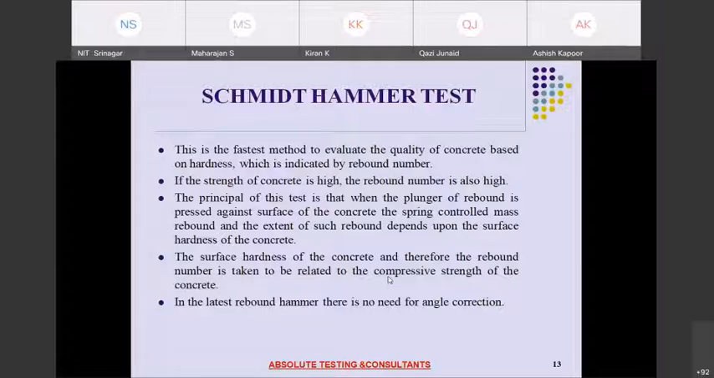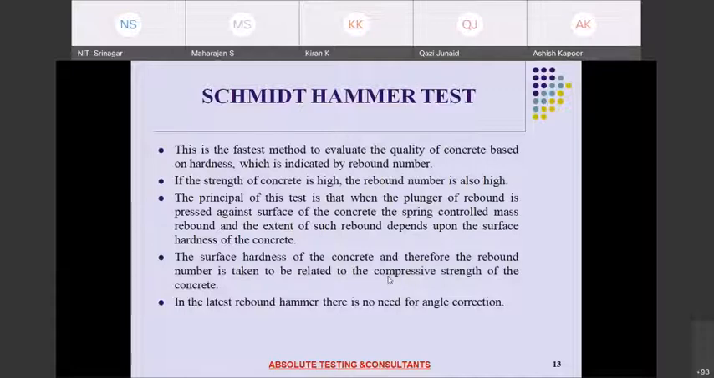For this test, when the plunger of the rebound hammer is pressed against the surface of concrete, the spring-controlled mass rebounds, and the extent of each rebound depends on the surface hardness of the concrete. As I told you, it completely depends on the surface hardness of the concrete, and therefore the rebound number is taken to be related to the compressive strength of the concrete.